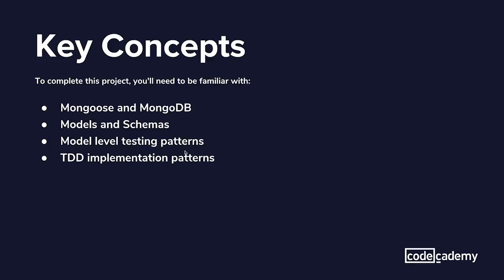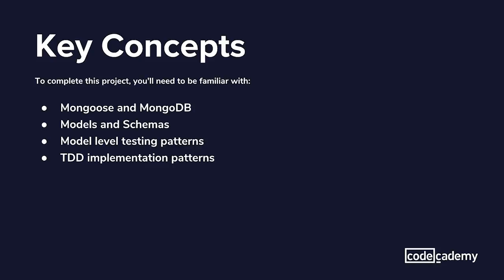Now, in order to complete this project, you should be familiar with the Mongoose library and MongoDB. You should also know how to make models and schemas, how they're designed, the structure of how a path is defined. You should be familiar with model testing patterns. We're going to be writing certain functions for testing our models and some hooks to actually incorporate into our tests. And you should also be familiar with how to implement the test-driven development flow.